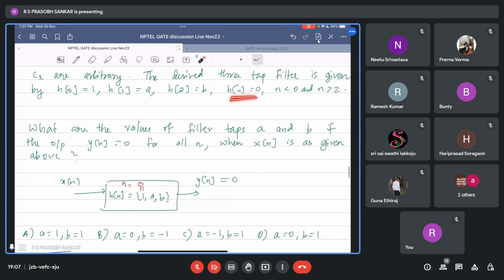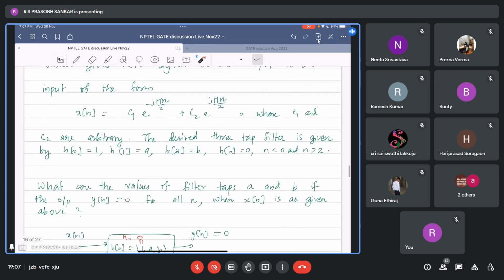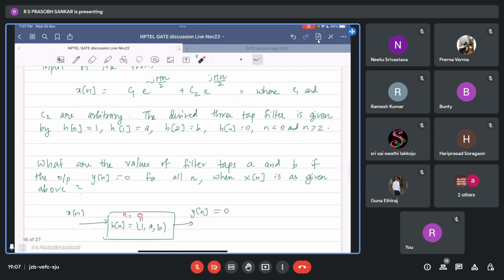For other values of n, that is for n less than 0 and n more than 2, the filter taps are 0. That is also given. So the question here is how do we choose these values of a and b so that y of n is 0 whenever x of n is given like this? It's not that y of n is always 0 for any input. Whenever the input x of n is of this form, we need to have y of n to be 0. For that to happen, what should be the filter taps?